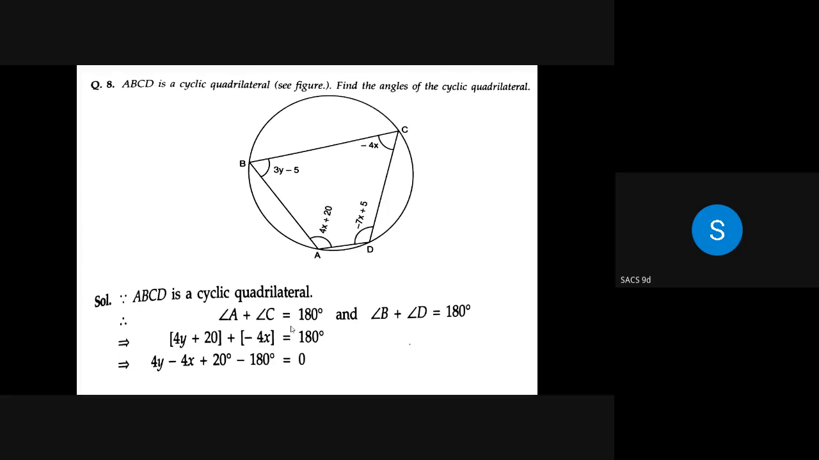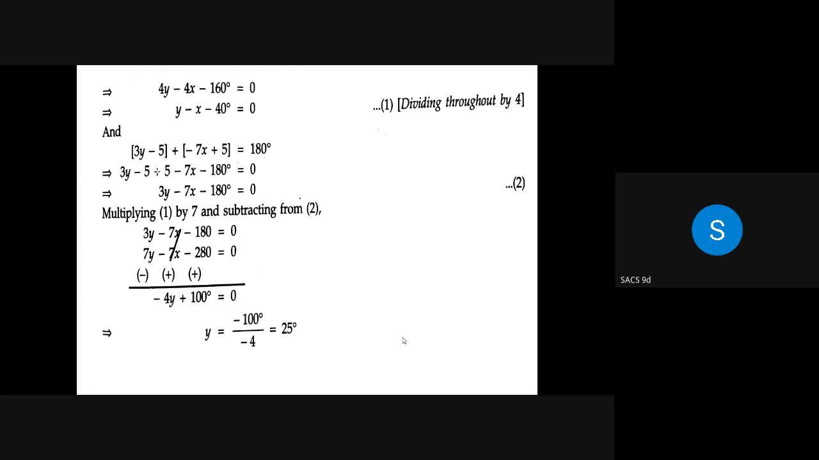So angle A plus angle C equal to 180 degrees. With that, we will get one equation. And angle B plus angle D equal to 180. With that, we will get another equation. And those two equations you will solve. Using any method, you can solve it.